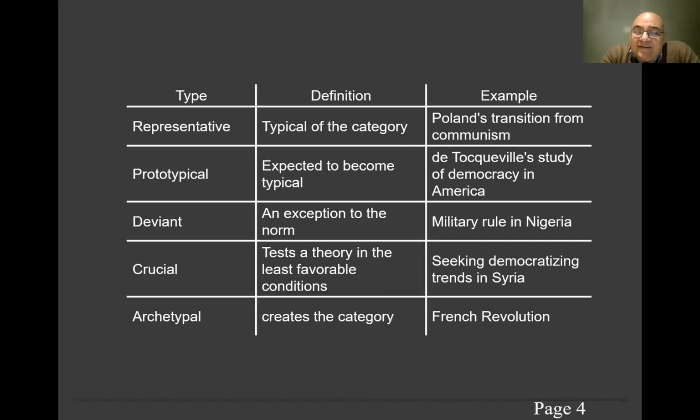It is expected to become typical. The classical example is the Tocqueville study of democracy in America. Perhaps you may know Alexis de Tocqueville. He was a French aristocrat. He was working for the Empire of Napoleon III. He visited America. He wrote an excellent book, which is called Democracy in America.